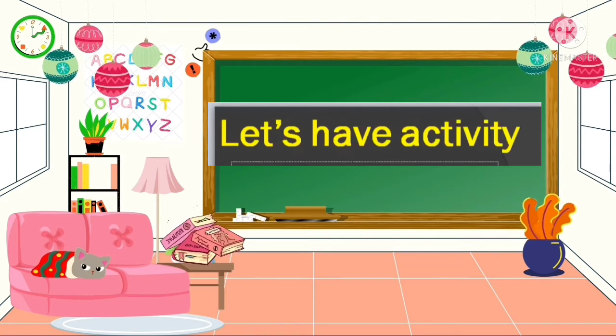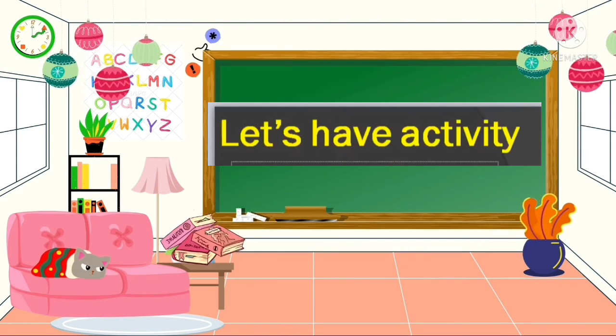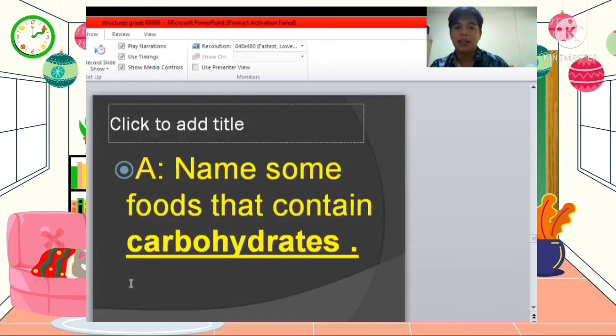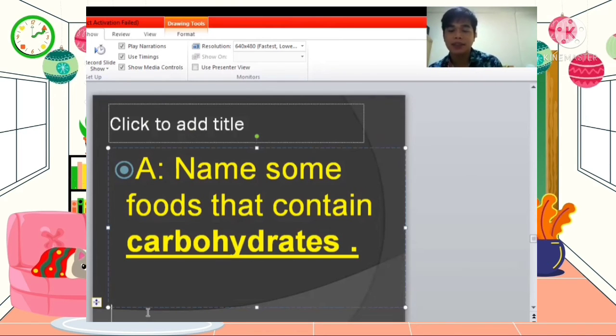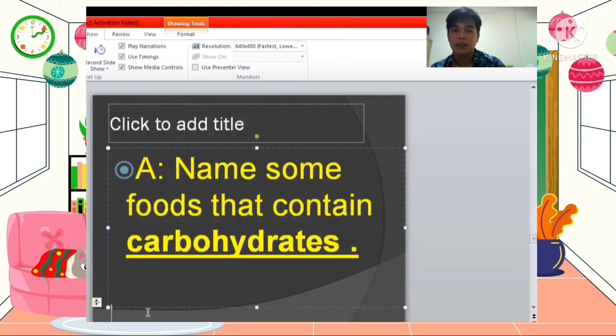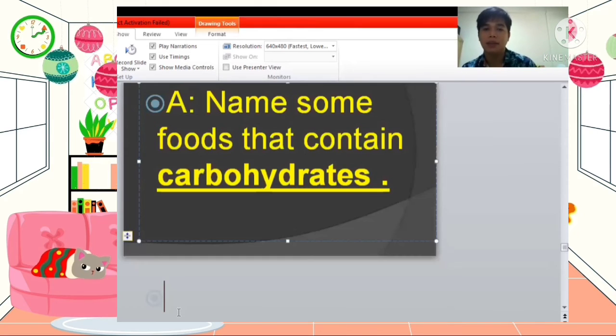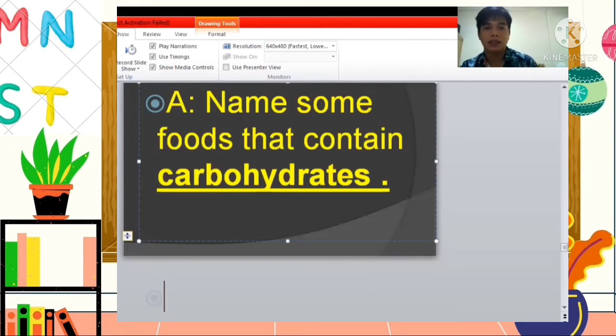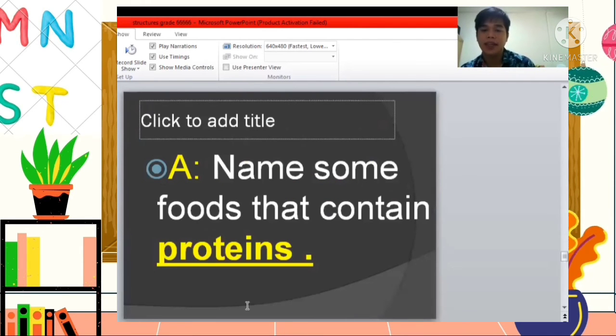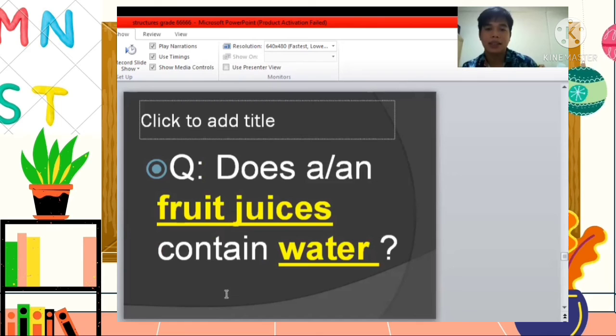Now let's have an activity. Are you ready? Are you excited? Name some foods that contain carbohydrates. 1, 2, 3, go. Very good. Now another example. Name some foods that contain proteins. 3, 2, 1, starts now. Very good.